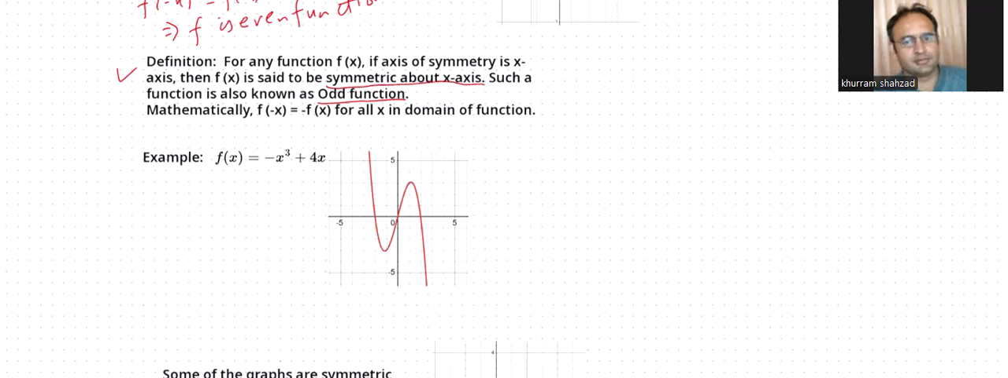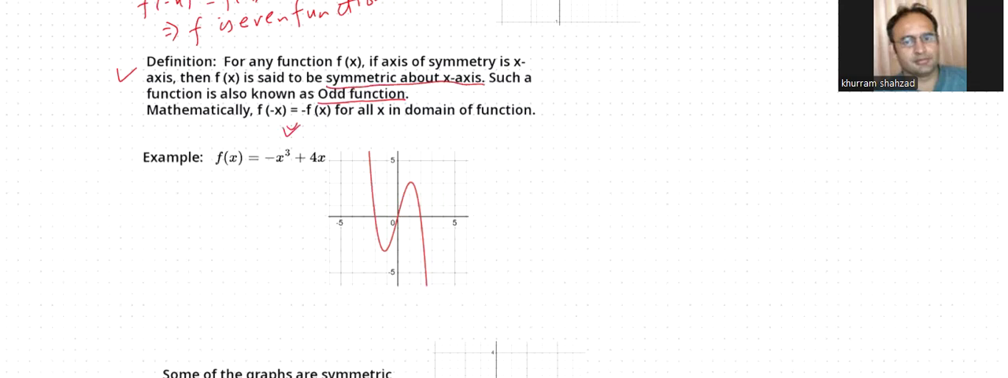Mathematically, how can we test this one? This is the way, just similar to how we check an even function. If we replace negative x in place of x in function f of x, then f of minus x is equal to minus f of x, for all x in the domain of the function.